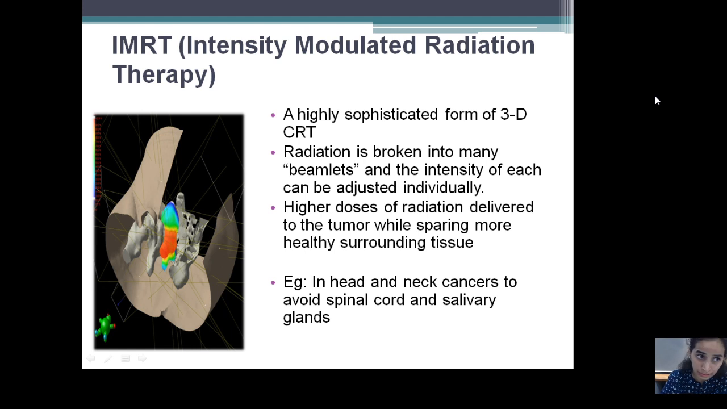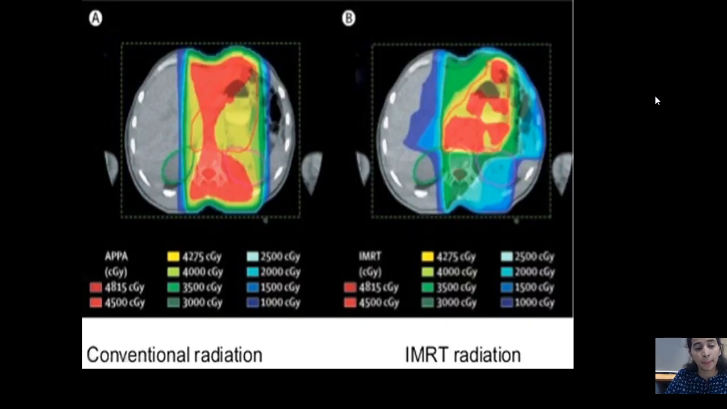Within the tumor itself, we are dividing that maximum dose has to be given to this area and the minimum dose has to be given to that area. A higher dose of radiation is delivered to the tumor while sparing more healthy surrounding tissue. In this way, we are protecting the normal tissue as well. Examples of IMRT include head and neck cancer, to avoid the spinal cord and salivary glands.